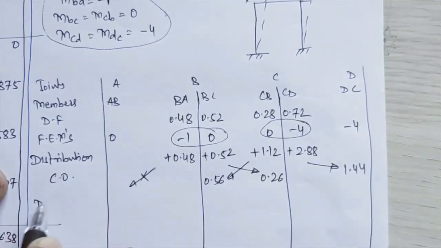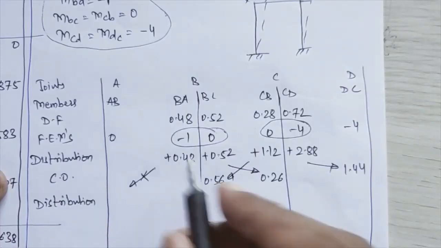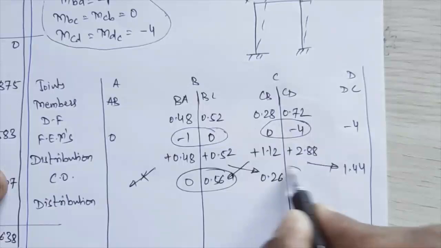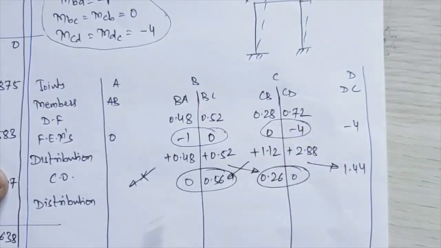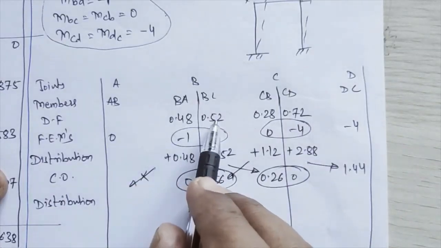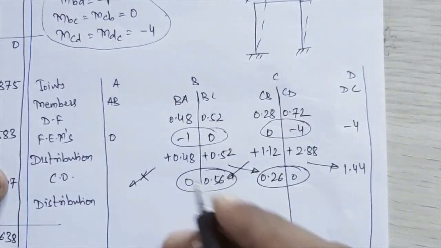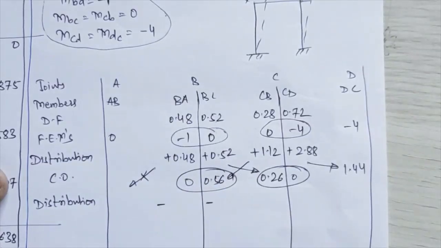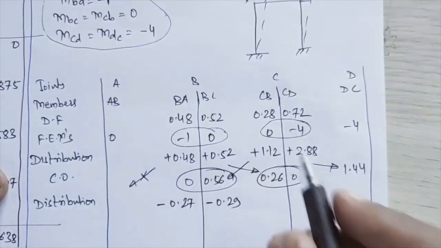Okay. Again, we'll repeat one more cycle for this. That is, we'll carry out the distribution again. So distribution of this moment, and here this moment you have to distribute again. So 0.56 into 48 and 0.52. So this is your positive here. So distribution will come again negative. Okay. So this comes equal to 0.27 and 0.29.